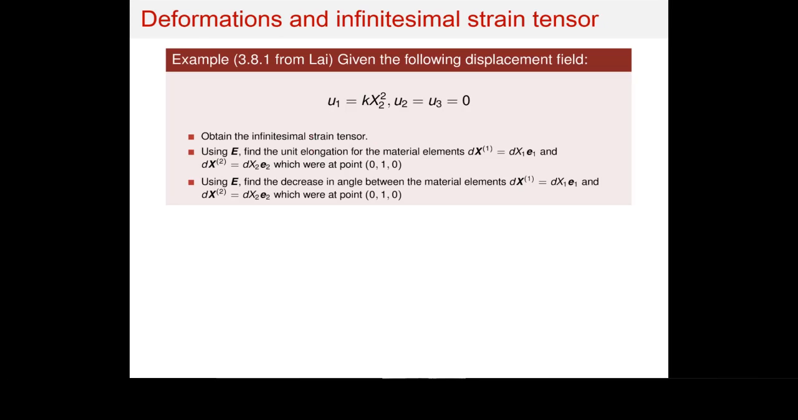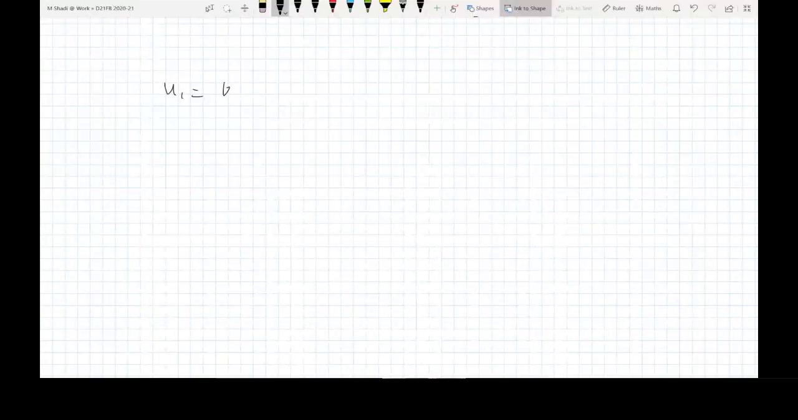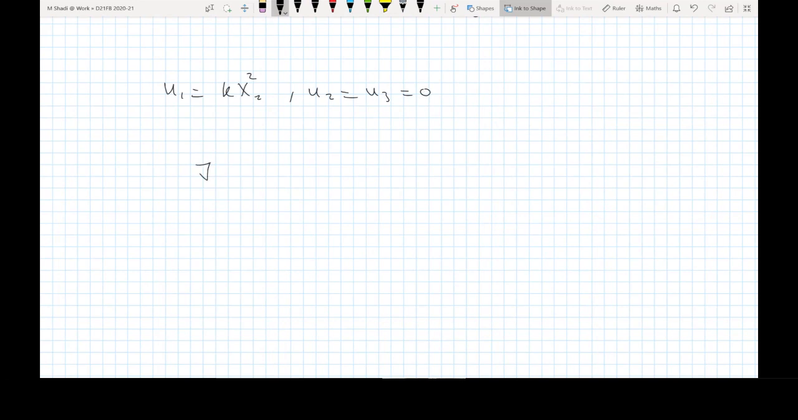So I'll just do the full thing now. u1 is equal to k x2 squared, u2 is equal to u3 is equal to 0. So the displacement gradient tensor is the derivative of this one with respect to x1, this is 0. The derivative of this one with respect to x2: k is not a function of x2, and the derivative of x2 squared is 2x2. So you just reduce the order of the exponent by 1. And then the derivative with respect to x3 is 0. u2 is 0, so the derivative is 0 everywhere. And this is the gradient of the displacement.